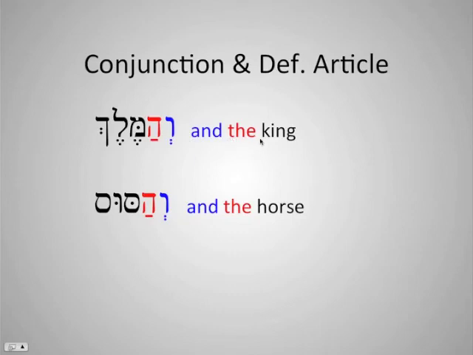The same we could have for the word sus. This is our word we've seen a couple of examples. Sus means horse. Sus can take both a prefixed hey, the definite article, and a prefixed vav, the conjunction, and together we get vehasus, and we translate that as and the horse. So again, the word and, that's our conjunction, comes from this prefixed vav. The is our definite article that comes from the prefix hey. So vehasus, and the horse.